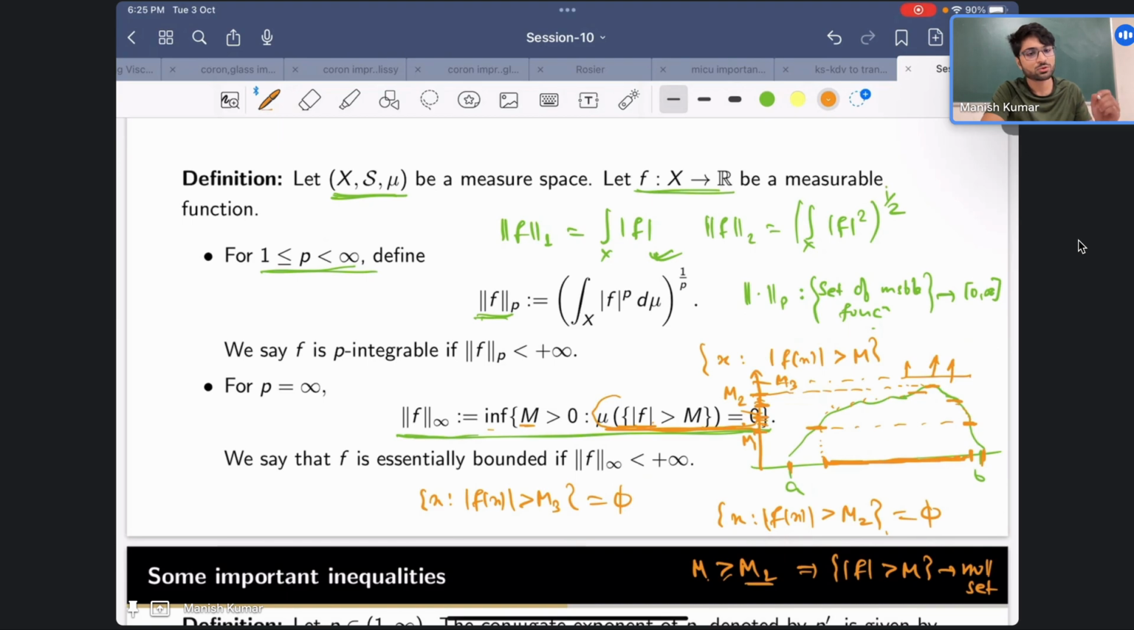So the supremum would be the minimum such value. If you take the infimum of such values, this will be the supremum of the function. Supremum, or just the f sup norm, right? The infimum will be this. Is this clear or do you have any confusion?